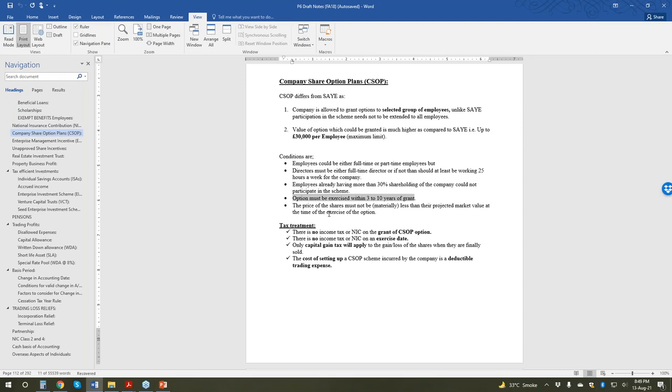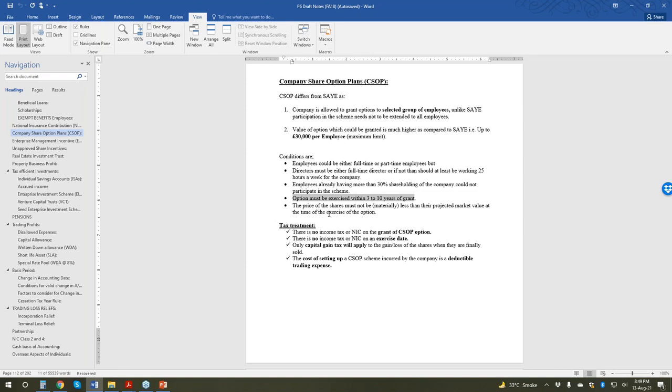Now, as far as the tax implications are concerned, do remember, because these are approved share option schemes, there will be no tax implications on the grant date. And I will remind all of you that the grant date is the date on which the company makes a promise to give the employees shares at a later date. Exercise date is the date on which the employees actually get the shares, meaning the company is actually fulfilling the promise. And disposal date is the date on which the employees are actually selling the shares.